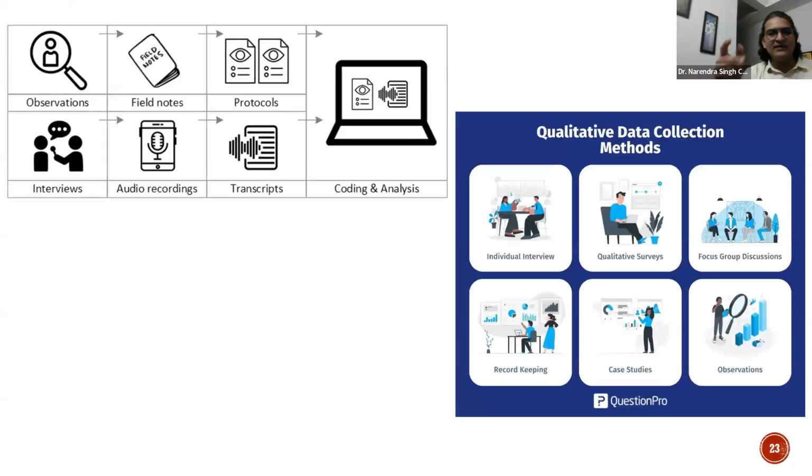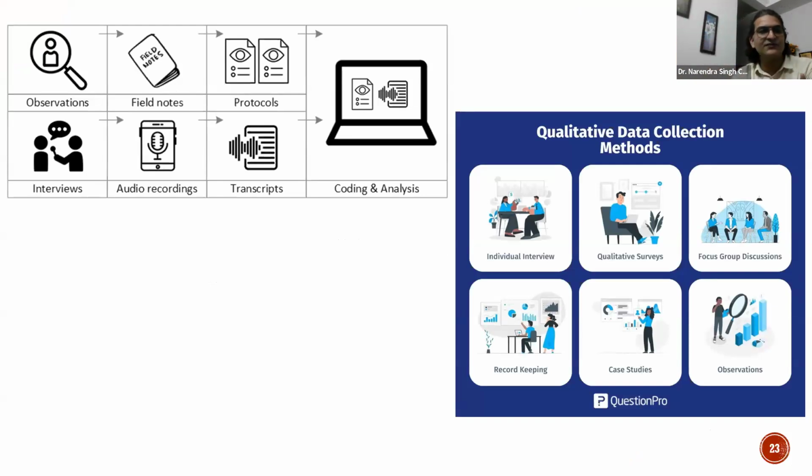So what we are generally doing, you can see this is the process. I am conducting, I am observing, I am collecting my field notes. There is a certain protocol to it. That means I have to take a permission. I have to declare to the ethics clearance committee. At times the permissions are required, so you have to take that.